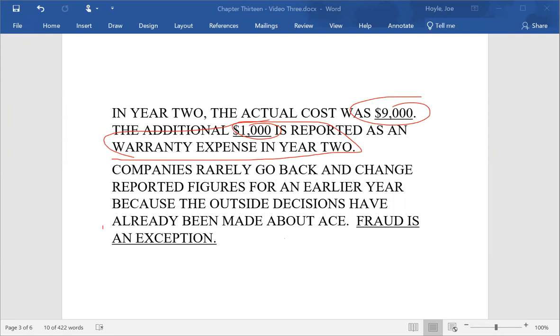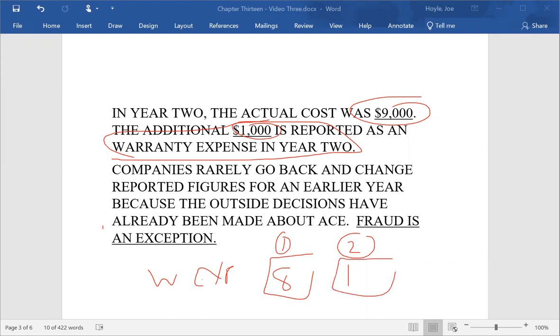So if this is year one and this is year two, then you recognize $8,000, your reasonable estimation, in year one, and then you add whatever more it takes to get the right number into year two. You can see that the warranty expense is going to be reported that way: here's your estimation, and this is what it takes to fix it. That's what you need to know about embedded warranties. As I said, I don't think this is the most difficult topic we've covered this semester.